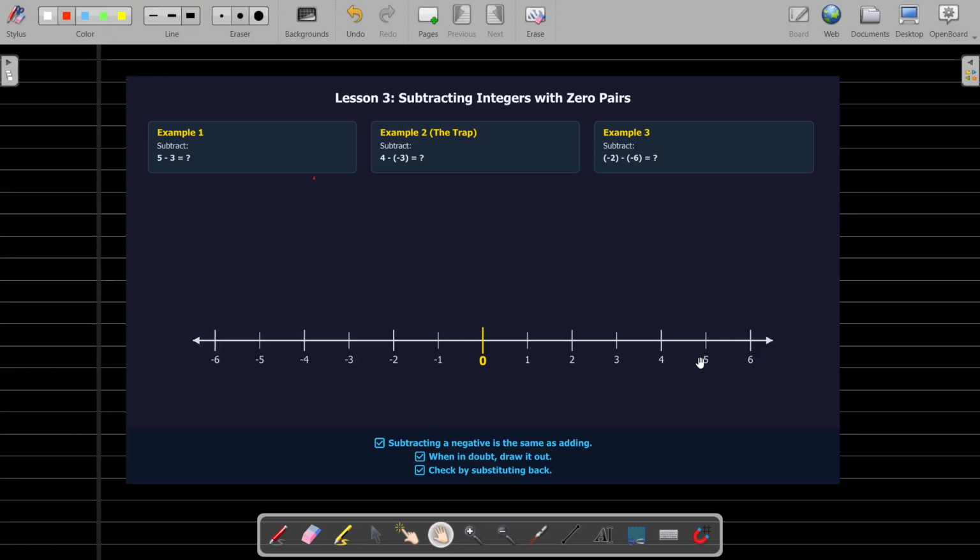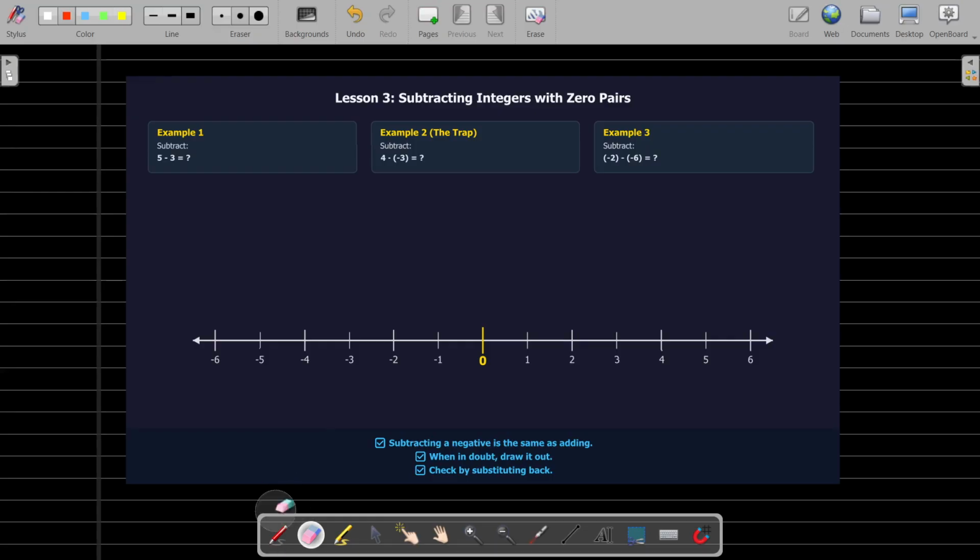I am Victor. In the last video, we added integers using arrows on a number line. Today, we are going to subtract integers, and we're going to be using a different visual model, zero pairs. They're not on the screen yet, but they will be soon. This is going to unlock the single most important rule in integers. What is it? It's this one right here. Subtracting a negative is the same as adding.